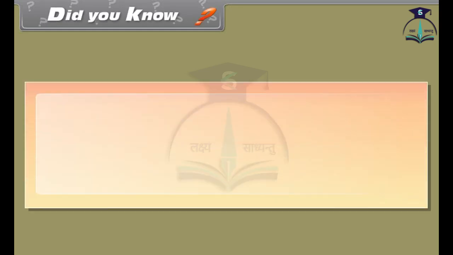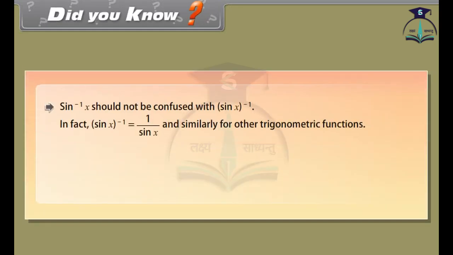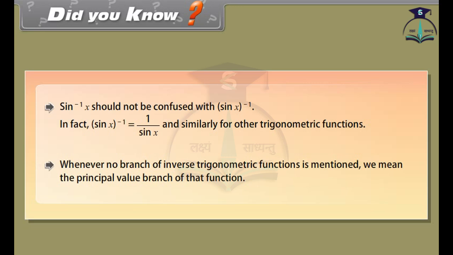Did you know? Sine inverse x should not be confused with sin x inverse. In fact, sin x inverse is equal to 1 by sin x, and similarly for other trigonometric functions. Whenever no branch of inverse trigonometric functions is mentioned, we mean the principal value branch of that function.